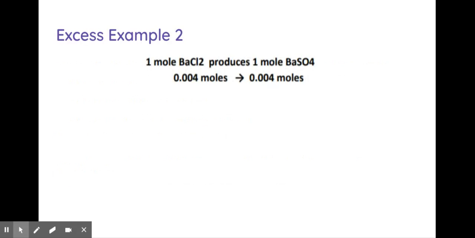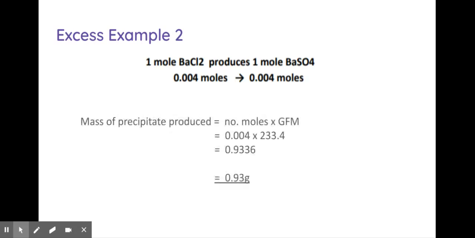So 1 mole of barium chloride produces 1 mole of barium sulfate. We had 0.004 moles of barium chloride reacting, so that means we're going to have 0.004 moles of barium sulfate produced. To calculate the mass of that precipitate produced, we're going to do the number of moles multiplied by the GFM, which is 0.004 times 233.4, giving us the number 0.9336, and then we can round to 2 decimal places for a mass of 0.93 grams.